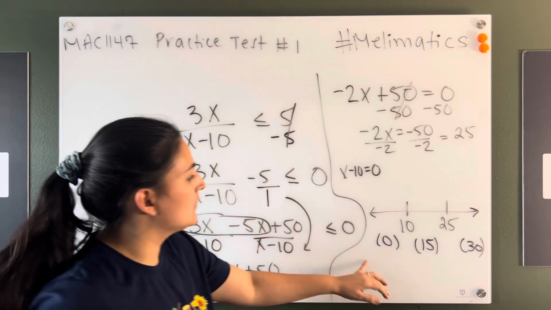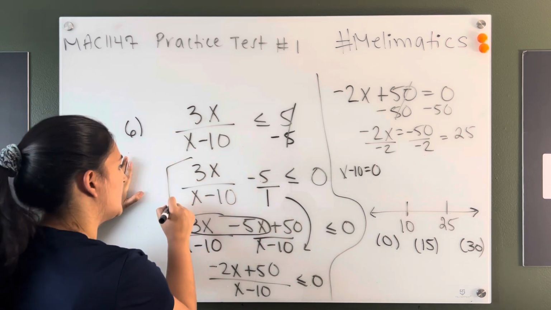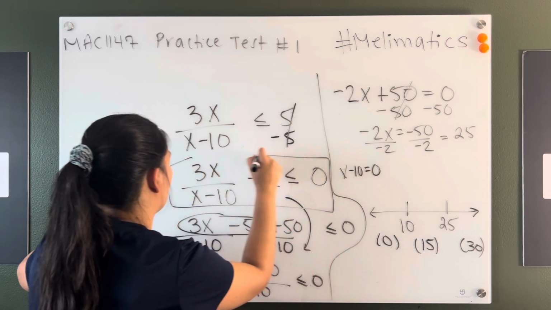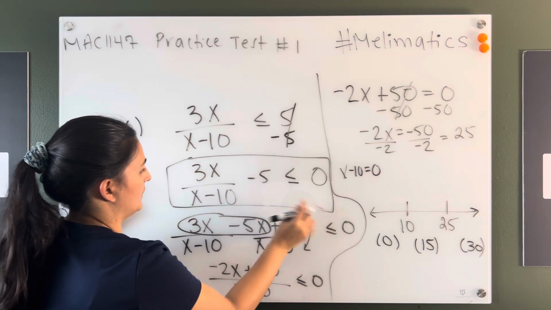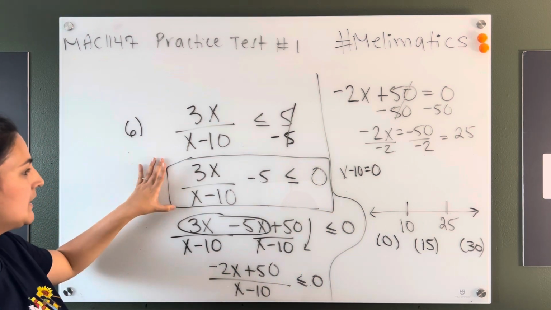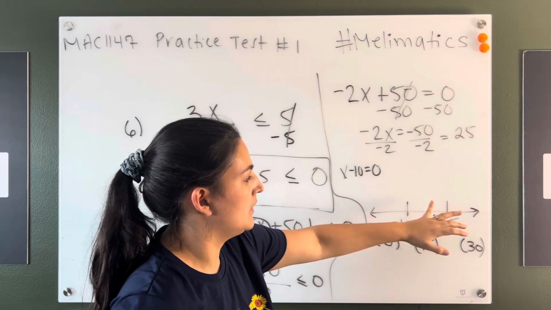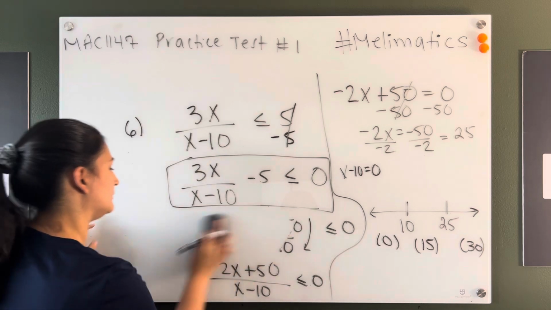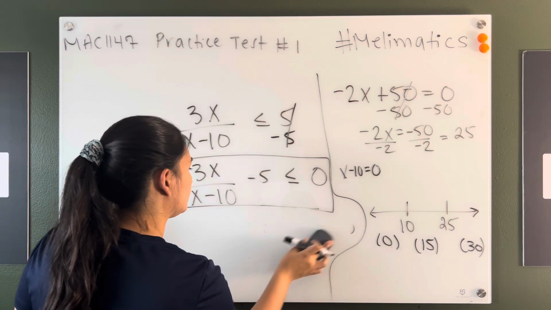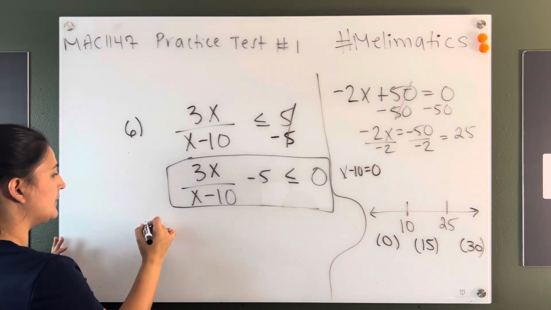So we're gonna plug in 0, 15, and 30 into the original function, well, into this one, because this is the one that we made sure that we subtracted the 5 before we started solving. All right, so we're gonna plug into here and see if we're gonna have a positive or negative value. All right, so let's plug in 0.